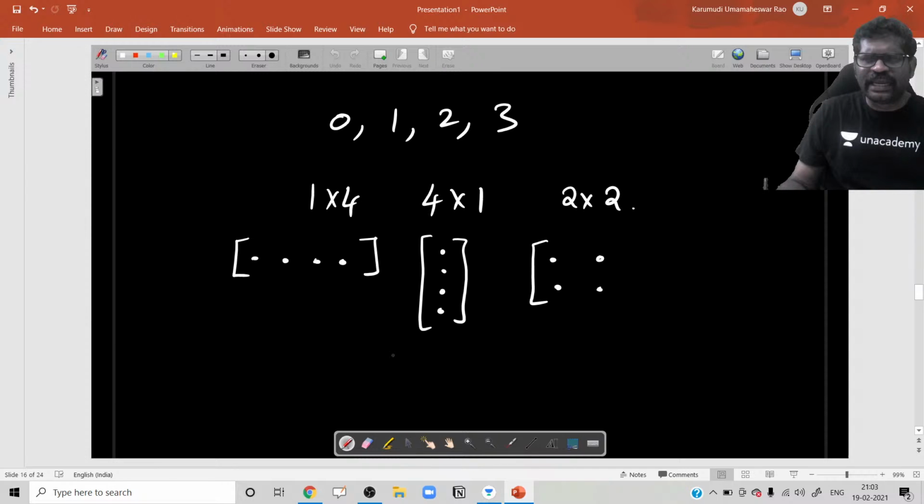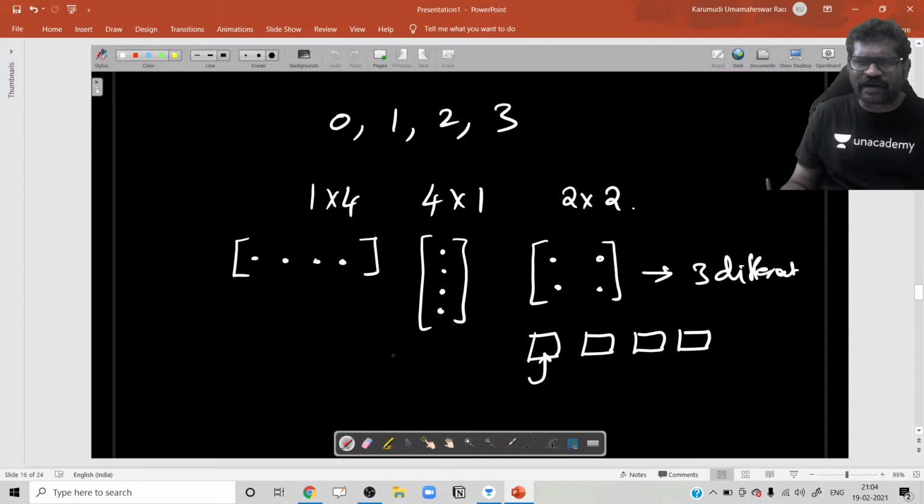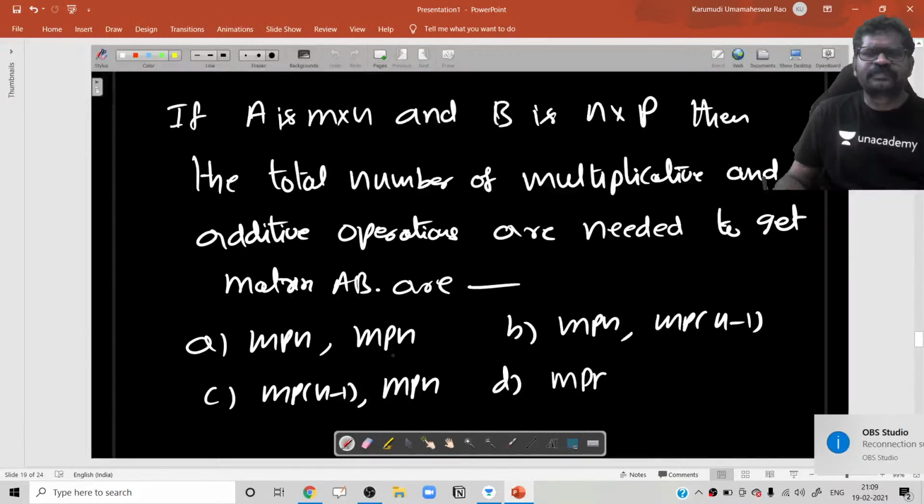In each form we have 4 blank places. Repetition is allowed because it is a matrix. That's why in each place you can fill either with 0 or with 1 or with 2 or with 3, 4 ways. This blank you can fill 4 ways. This blank you can fill 4 ways.